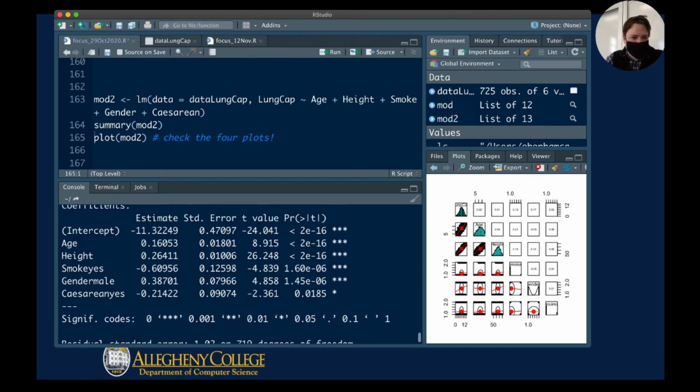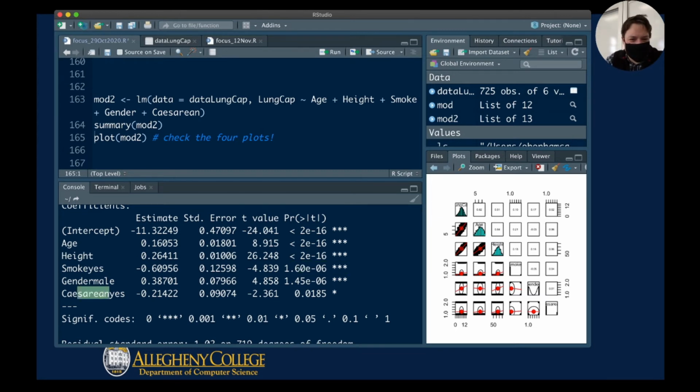I can see that by looking at my variables in my model, there are some things that are significant. I guess it makes sense that they're significant. But note, for instance, that the significance is not the same. So, for instance, we have smokes, this is the gender, and this is the Caesarean.